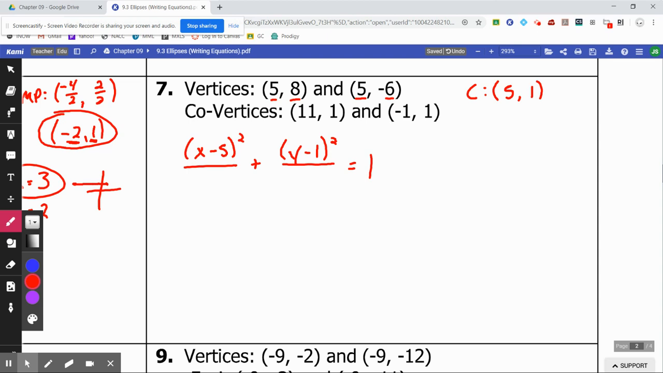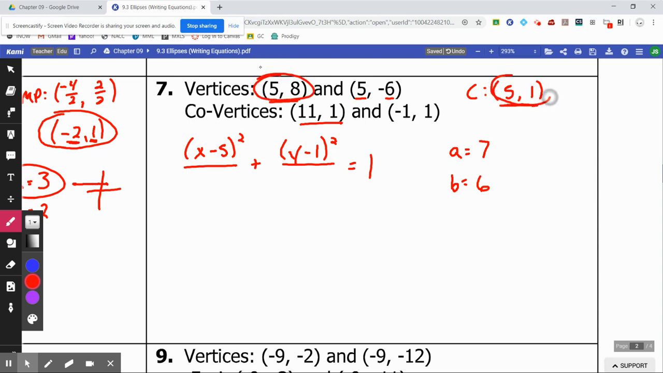The a value and b value. Again, a value is the distance from the center to the vertex. So (5, 1) to (5, 8), or (5, 1) to (5, -6) is a distance of 7. The distance from here to a co-vertex is your b value. Since (5, 1) and (5, 8), again, you can plot those. (5, 1), go right 5 and up 1. (5, 8), go right 5, go up 8.